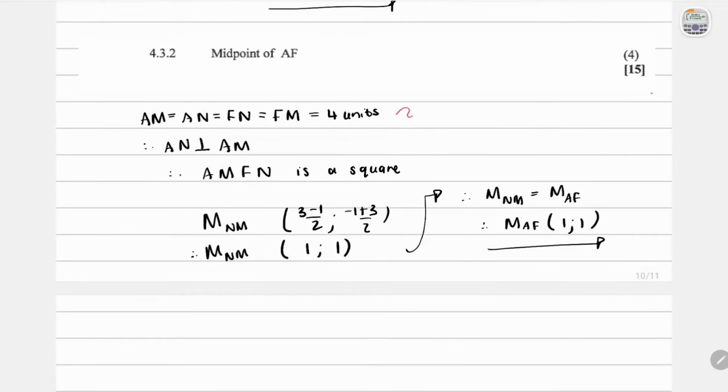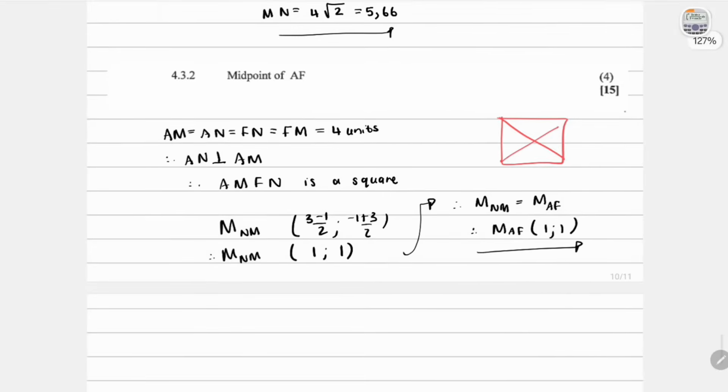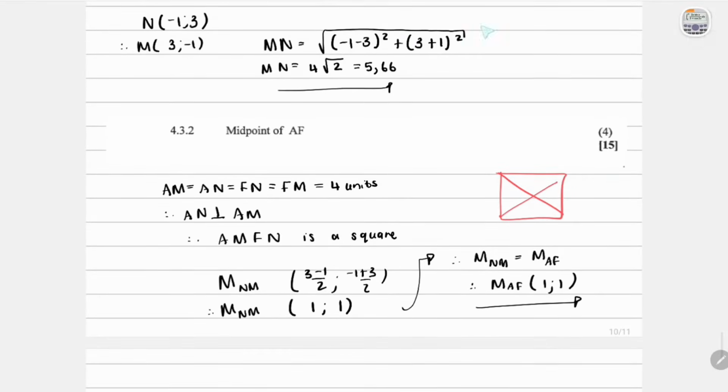So you could have just shown them this part and then concluded, rather than concluding it's a square, you could have skipped this and concluded that it's a parallelogram. And so because it's a parallelogram, their diagonals would intersect at the same point, meaning their diagonals bisect each other. And then you could have gone ahead to find that midpoint using the formula. Okay, so that is it for this question, and that is it for question 4.